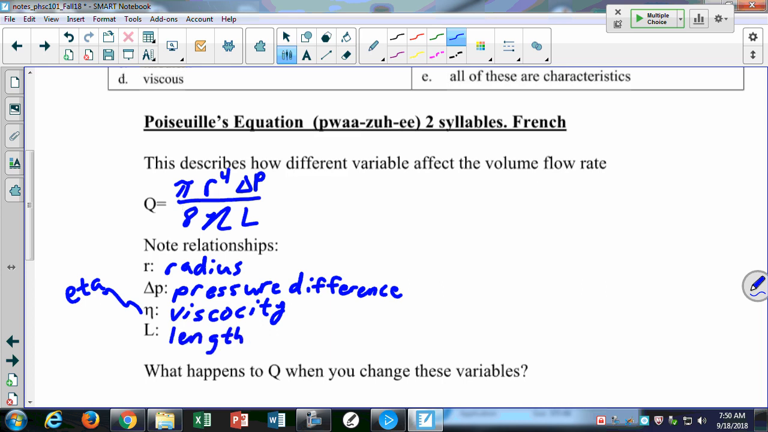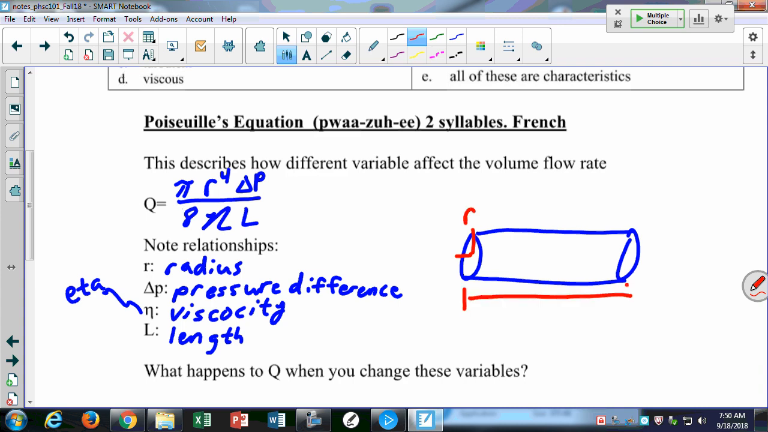So if I'm looking at a vessel here, R is this radius, L is the length of the vessel, and then if this is P1, the pressure at one end, and this is P2, the pressure at the other end, then delta P is equal to P2 minus P1. Just what is the difference in pressure between 2 points within that vessel? And then eta describes the viscosity. How thick is the substance within the vessel?